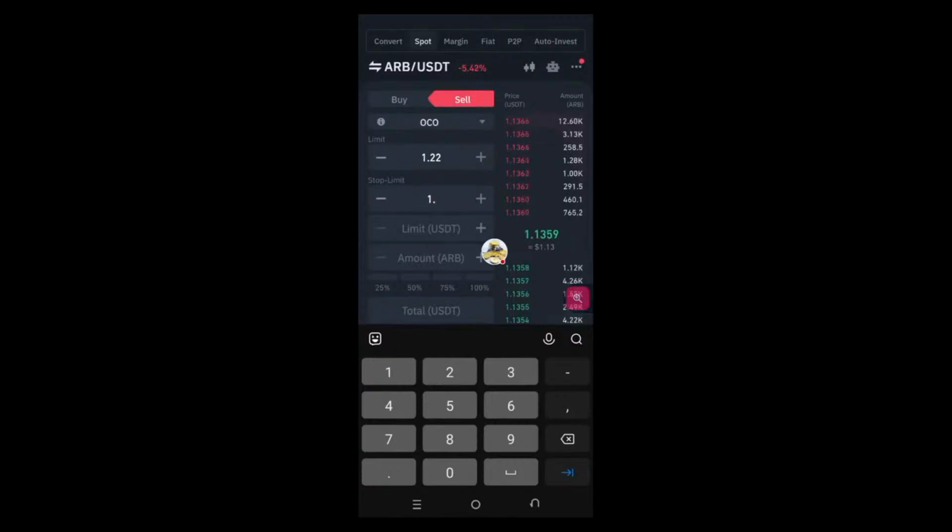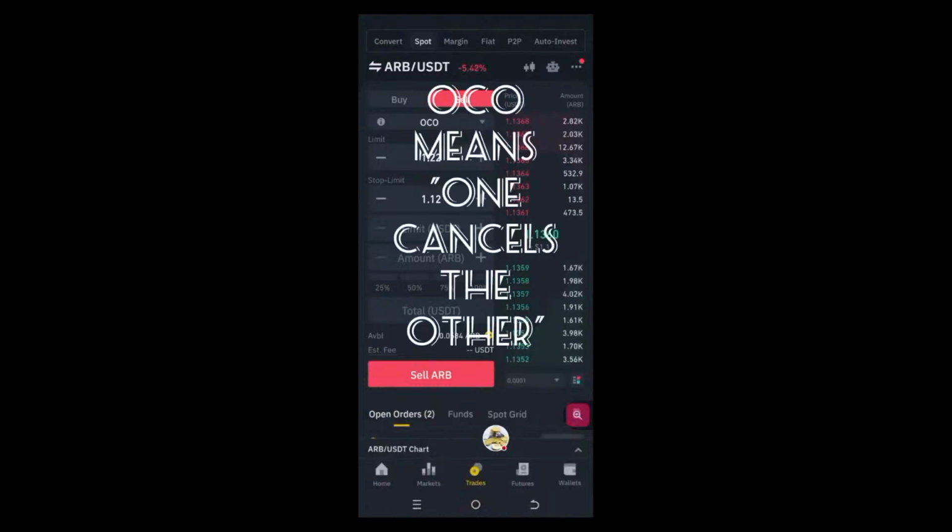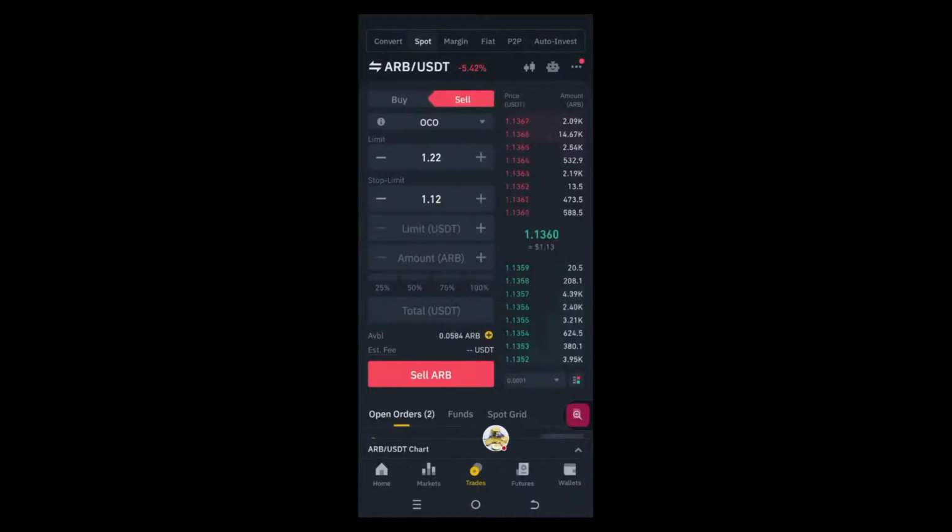So this is currently 1.359. If it goes below like 1.2, for instance, I don't want to lose my money, right? I don't want to waste time in this trade. So I'll be happy to lose a little portion of my money, because a lot of people are saying, why don't you just put stop loss? Why don't you just put the take profit? This is OCO. OCO means one cancels the other. Try and understand that, right?